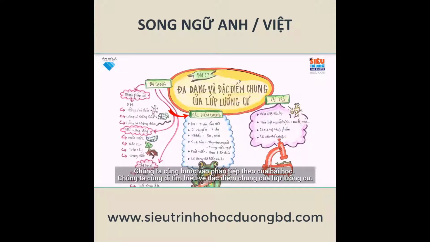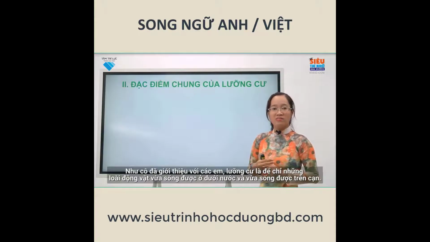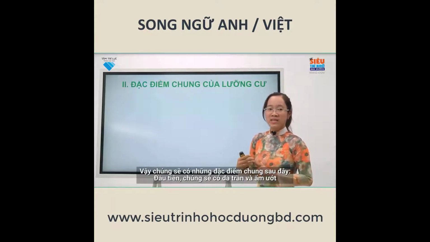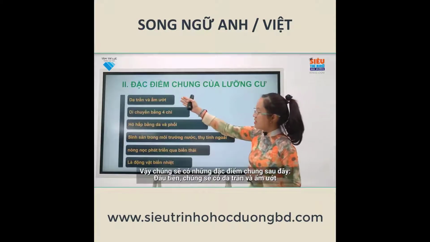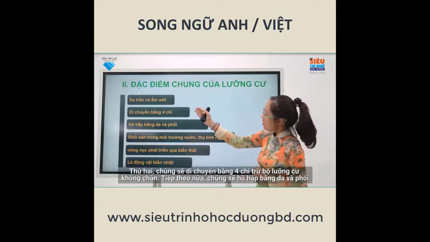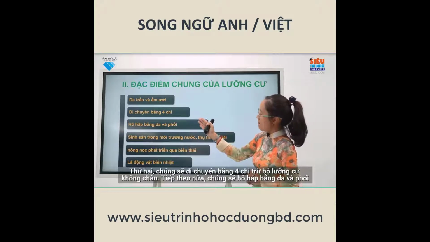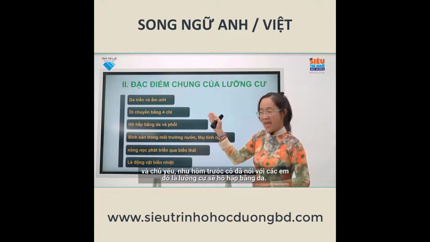Let's learn about the general characteristics of amphibian class. As I introduced to you, amphibian refers to animals that can live both in water and on land. So they will have the following general characteristics. First, they have bare and moist skin. Secondly, they move on all four legs except for the legless amphibians. Next, they breathe with their skin and lungs. And mostly, like I told you the other day, amphibians breathe through their skin.